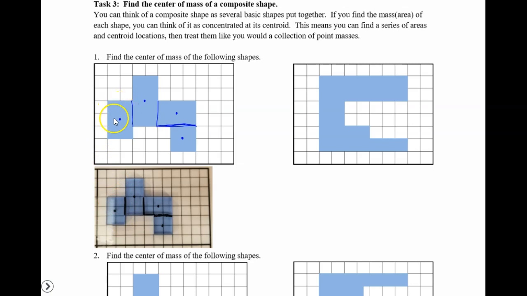So this area is 2 by 3, so 6. I can think of this as a mass of 6 concentrated right here at this point. We'll say this is 0, 0, and just go over 2, then 1, 2, 3 and a half. So this would be 2, 3.5.